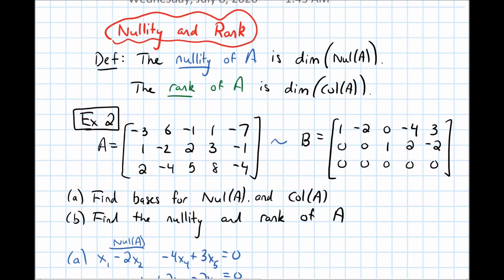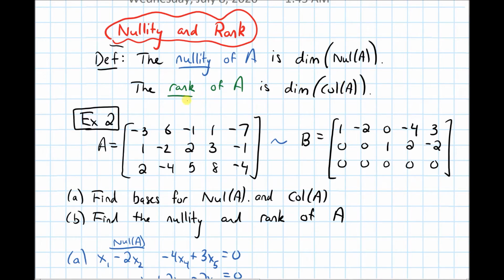In this video, we're going to talk about nullity and rank. I want to begin by defining what these are. The nullity of a matrix A is the dimension of its null space. In other words, how many vectors there are in a basis for the null space, because that's what dimension is. The rank of a matrix is the dimension of its column space.